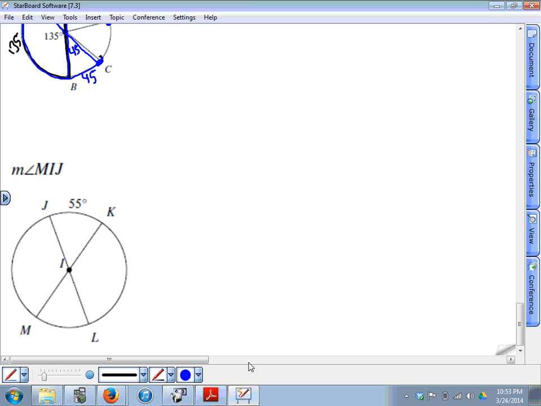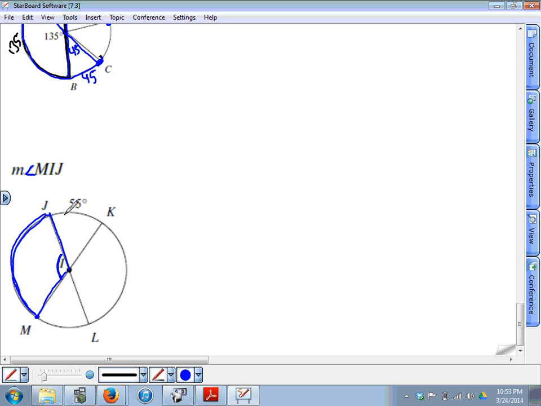So one more quick example here. If we want to find the measure from M, and this is actually an angle now because that's an angle symbol. We want to find the measure of M to I to J. So we want to find the measure of this angle right here. What we're going to have to figure out then is the measure of the arc from J to M. If we knew the measure of the arc, then that's going to be the same as the measure of the angle.